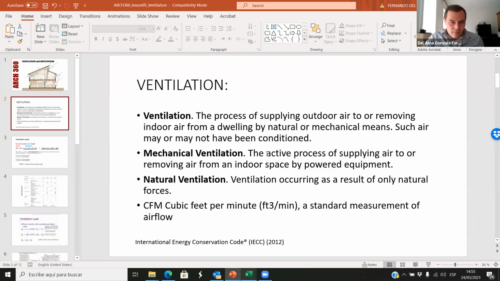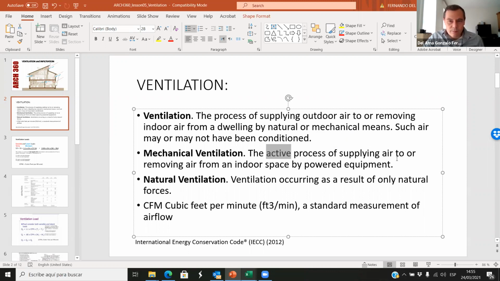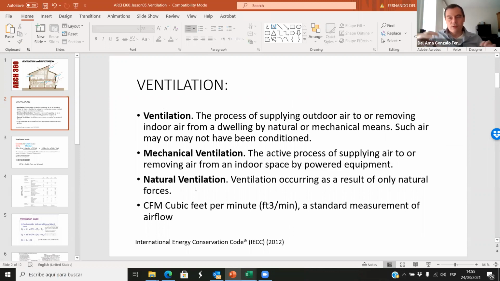It's the active, so that's the key word here, active process of supplying air to or removing air from an indoor space by powered equipment. So we can either supply or remove air. We need both. If we supply air and we don't remove it, we will be increasing the air volume like a balloon, and it will end up exploding.